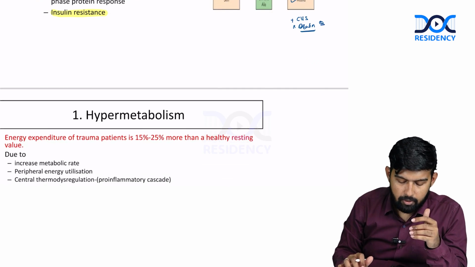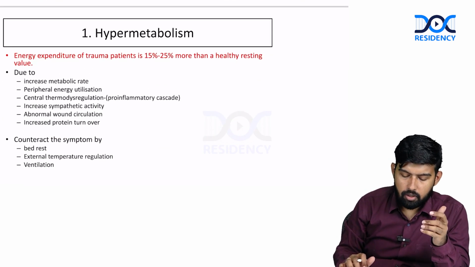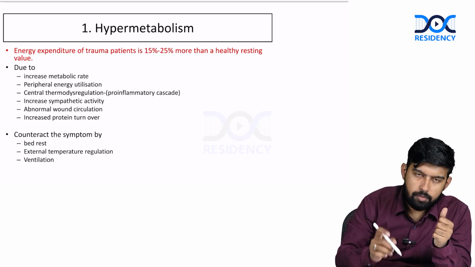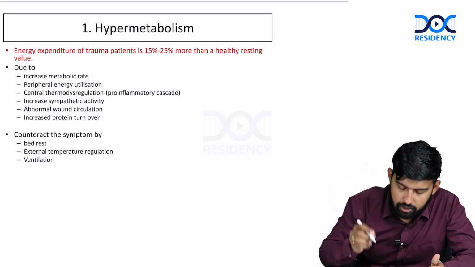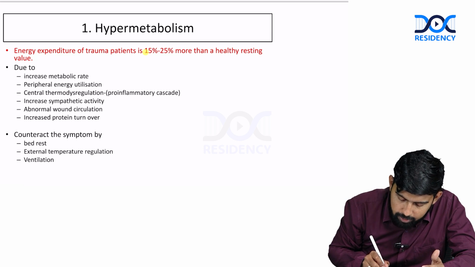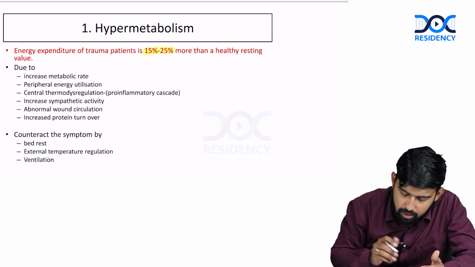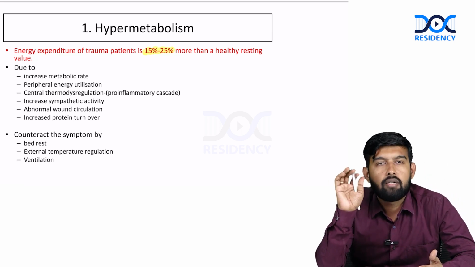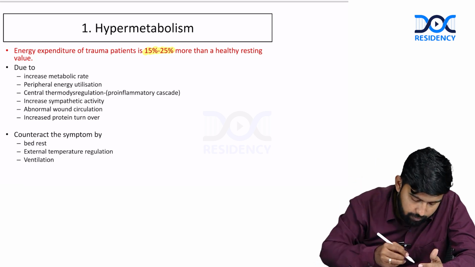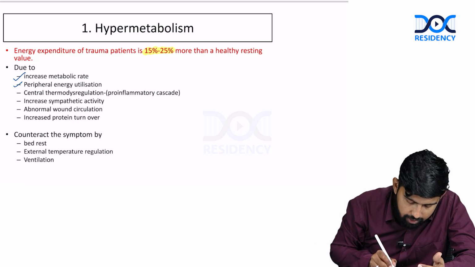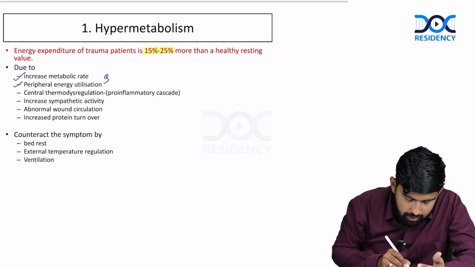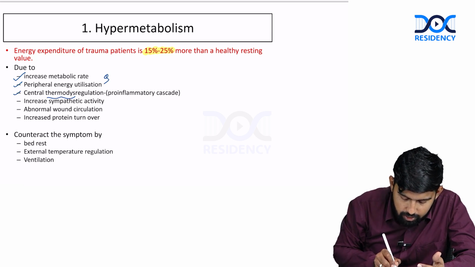So, let's see one by one why hypermetabolism occurs. The energy expenditure during trauma or after injury increases up to 25% to 50% over normal healthy resting values, and it is due to the increase in metabolic rate, increase in peripheral energy utilization, and central thermodysregulation.